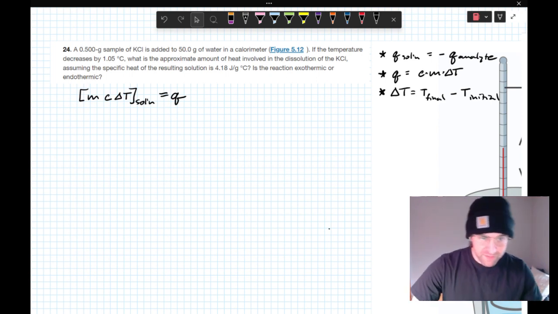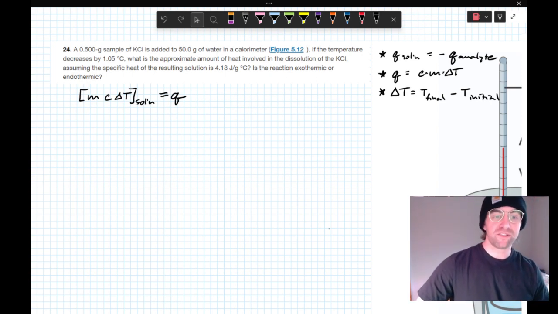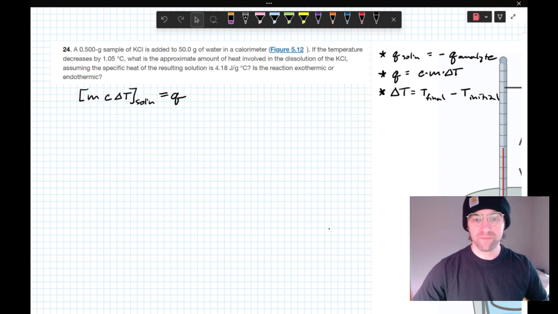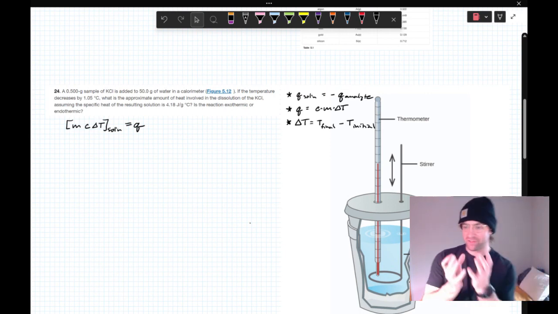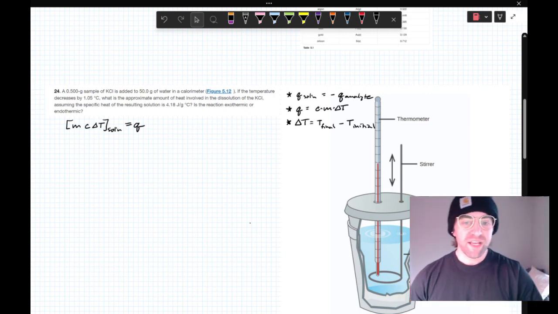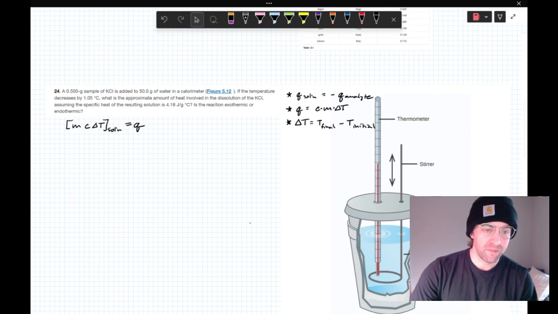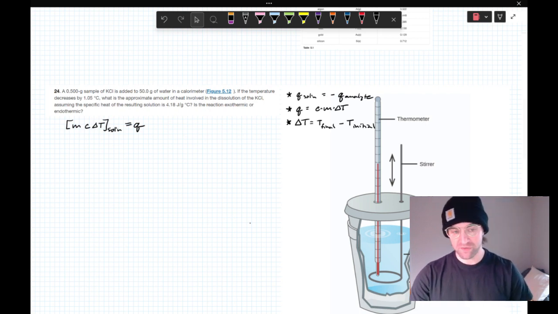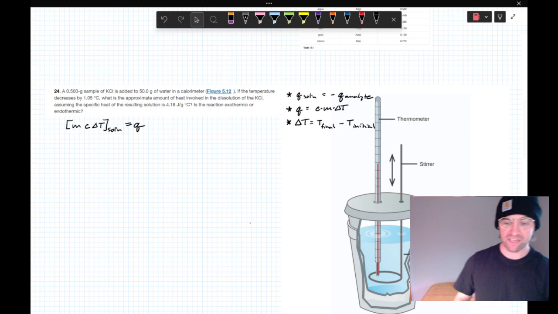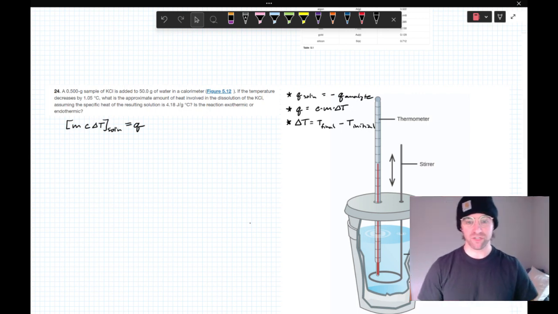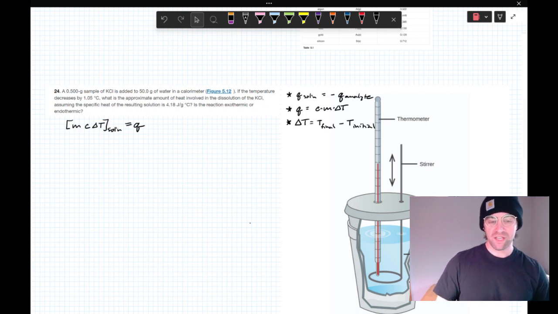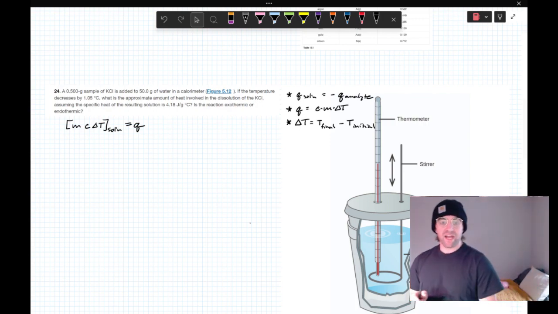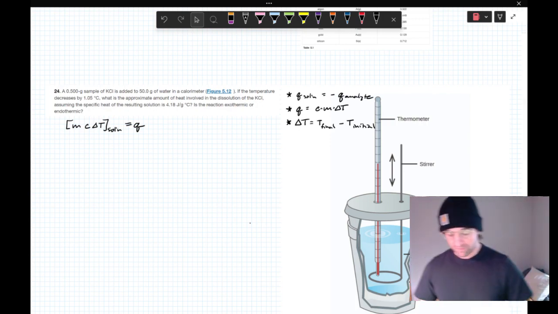A 0.5 gram sample of potassium chloride is added to 50 grams of water in a calorimeter. And I'll zoom out a little bit so you can see this image of our coffee cup calorimeter here. If the temperature decreases by 1.05 degrees Celsius, what is the approximate amount of heat involved in the dissolution of the potassium chloride, assuming the specific heat of the resulting solution is 4.18 joules over gram Celsius? Is the reaction exothermic or endothermic?